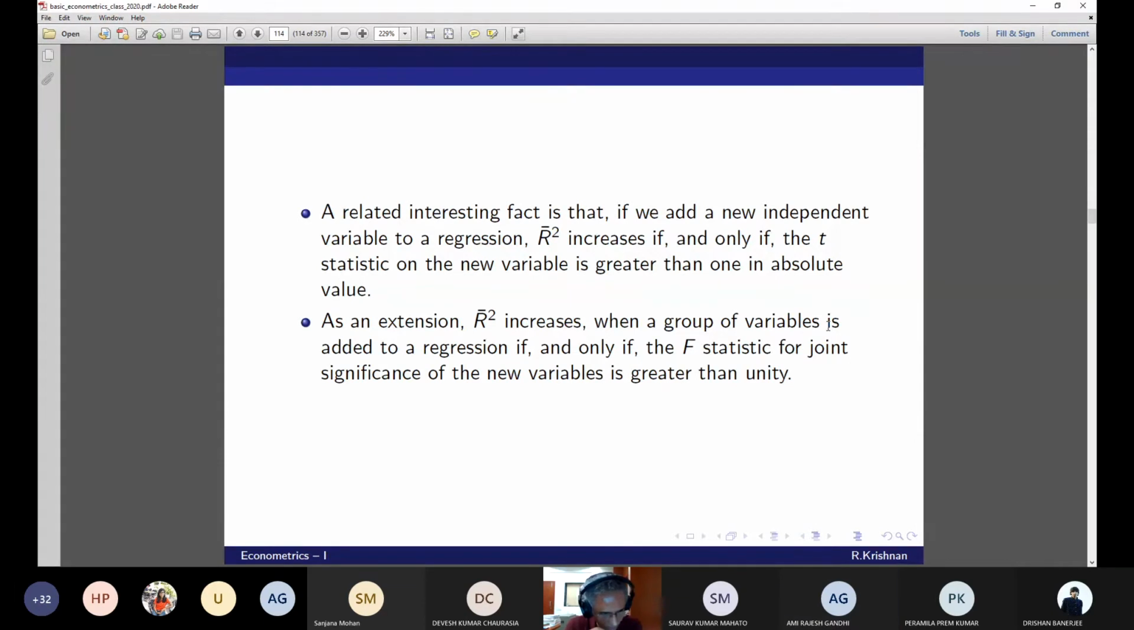Calculate the T statistic for that coefficient to be 0. Can you calculate the T statistic to check if the coefficient is statistically significantly different from 0 or not? Yes, sir, for the new variable. If the calculated T stat is greater than 1 in absolute value, then that variable is going to add to the goodness of fit. R bar square increases.